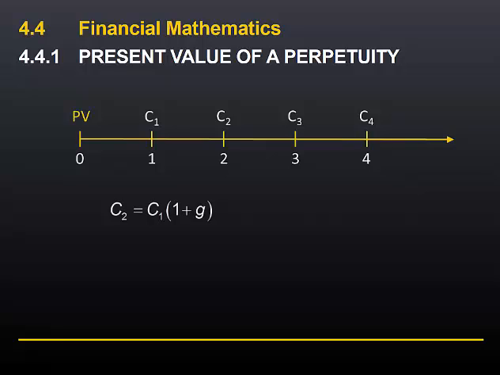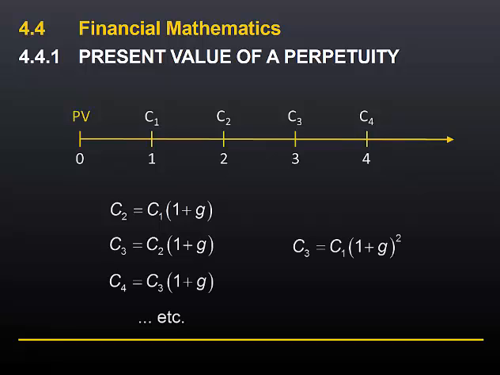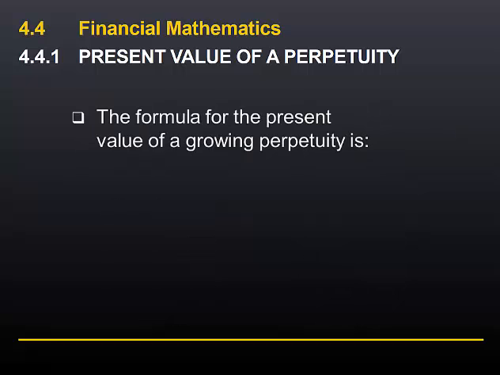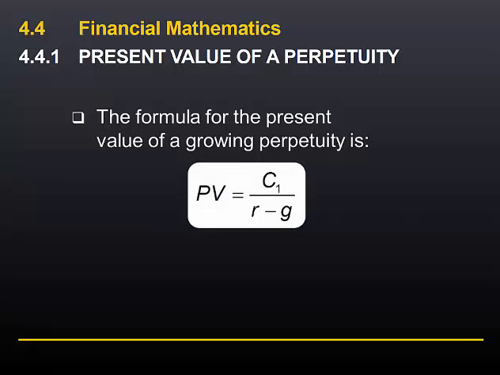So that means that C2 is equal to C1 times 1 plus G, where G is the growth rate. C3 is equal to C2 times 1 plus G, where C2 is growing at the same growth rate, and so on. Another way to calculate C3 would be to take C1 and multiply by 1 plus G squared, and so on. The formula for the present value of a growing perpetuity is this. The first cash flow, C1, divided by R minus G.